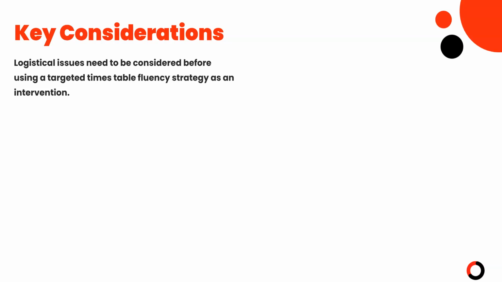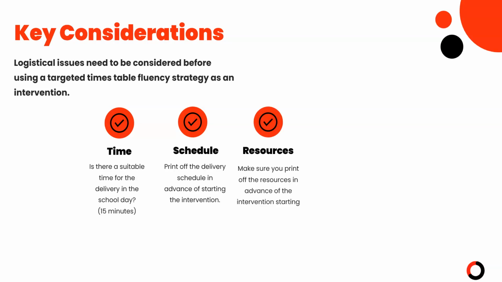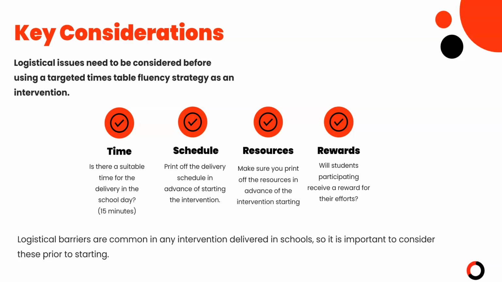And then finally, just moving on to key considerations. Logistical issues need to be considered before using a targeted timetable and fluency strategy. So is there a suitable time of the day for this? Make sure you print off the schedule and any resources that you need. And then will you possibly link this to rewards? Logistical barriers are common in any intervention delivered in schools, so it's important to consider these prior to starting.